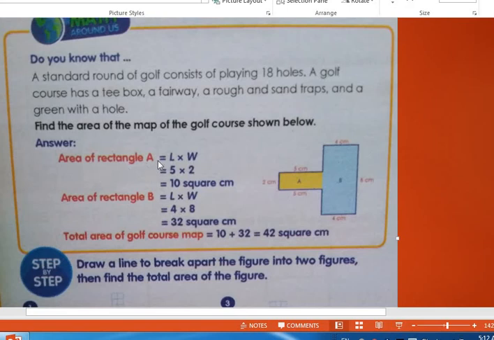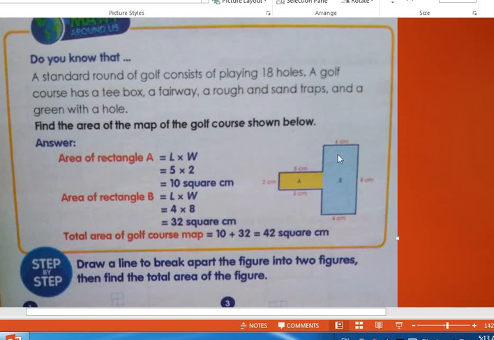Area of rectangle A. I have two rectangles here. I make them into partitions. So I have in this shape rectangle A and rectangle B. Rectangle A with the yellow color and rectangle B with the blue color. So let's begin. The area of any rectangle will be length times width, right? So I have here 5 times 2, which will give you the area of the first rectangle, which is 10 square centimeters, okay?